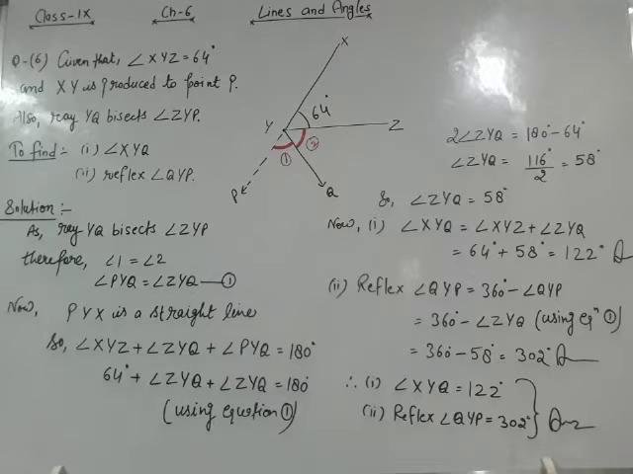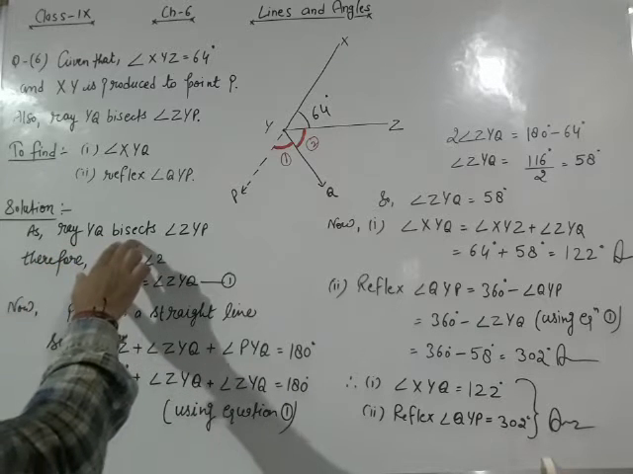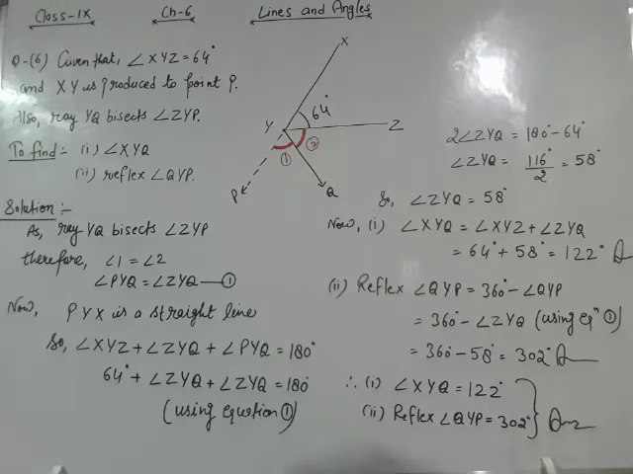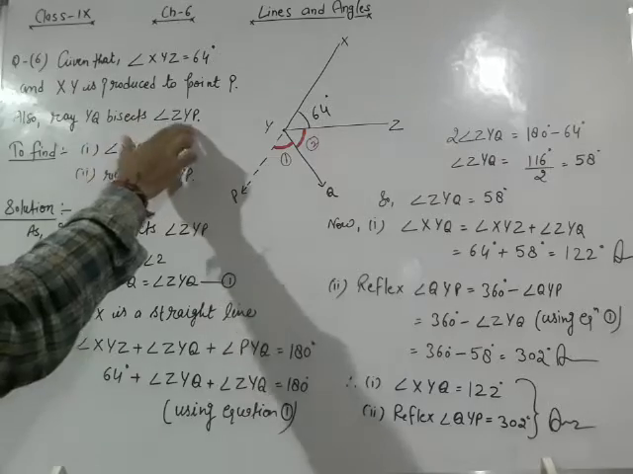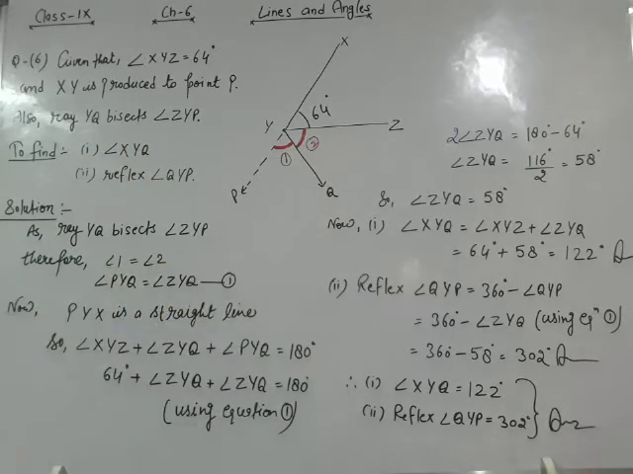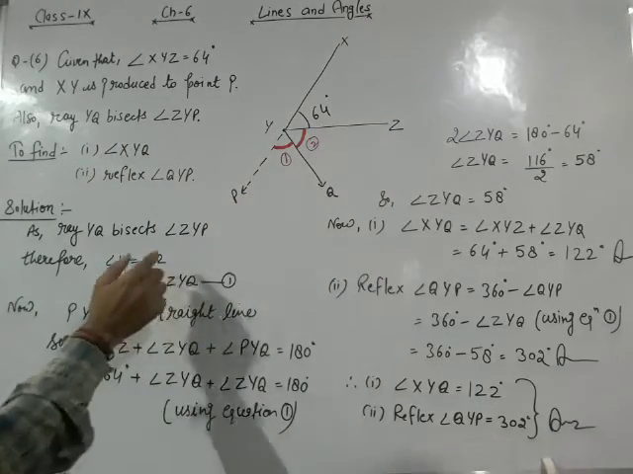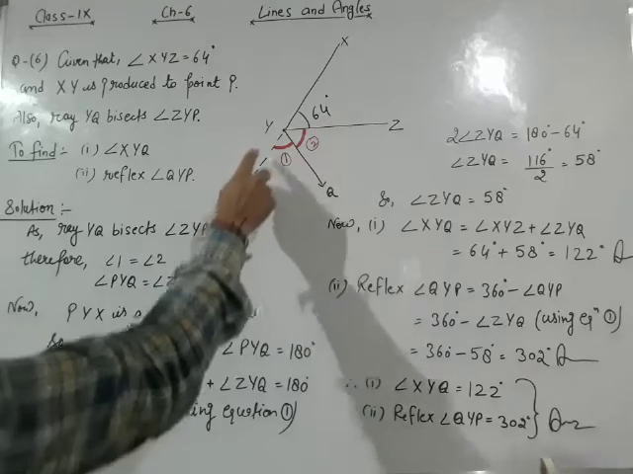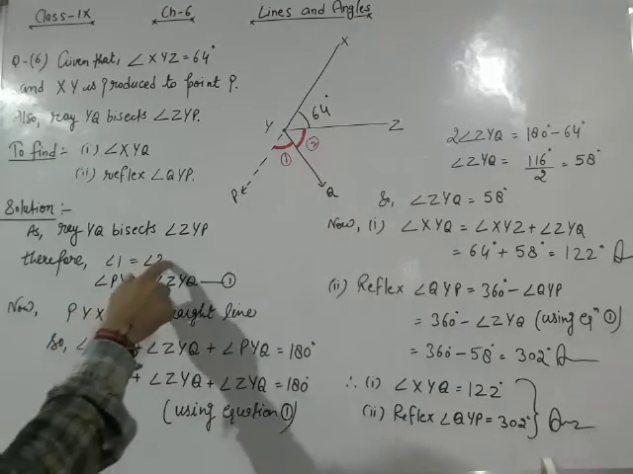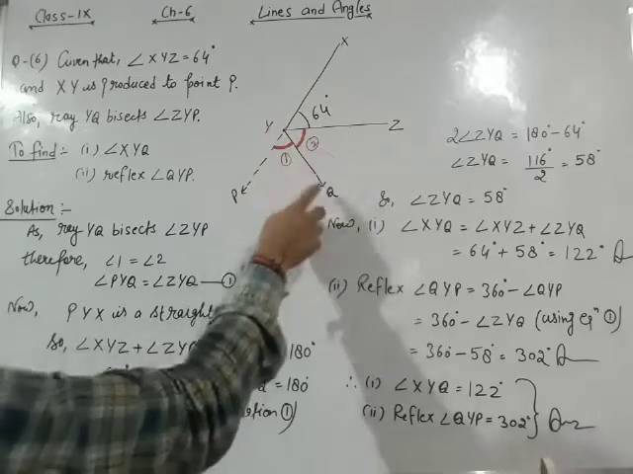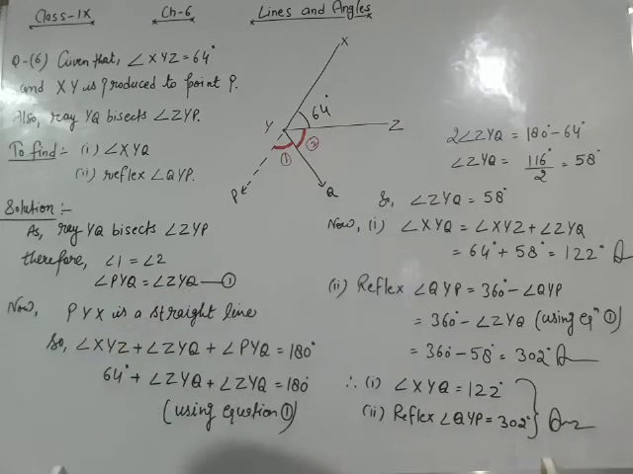So start the solution. As ray YQ bisects angle ZYP, I told you in our question number 5 that we always start finding the solution right from the given part, and what is given to us? It bisects angle ZYP. Therefore, angle 1 will be equal to angle 2. The meaning of angle 1 is angle PYQ and angle 2 means ZYQ. Mention this as equation number 1.